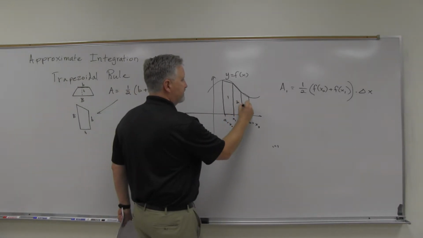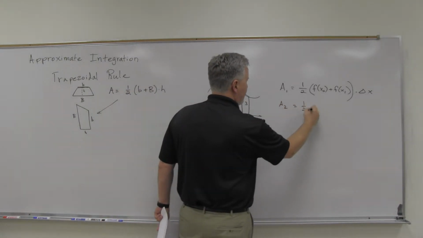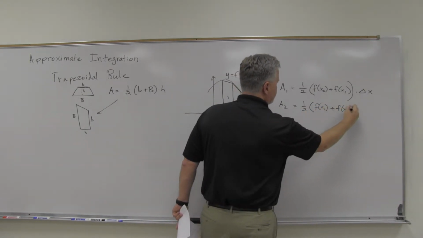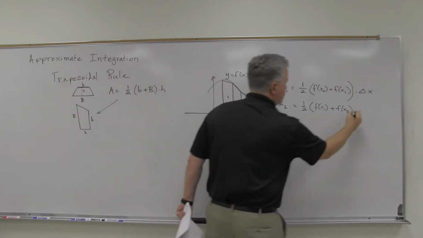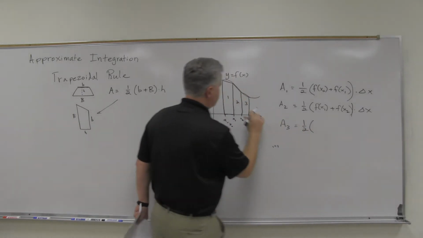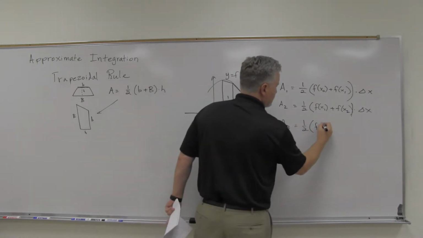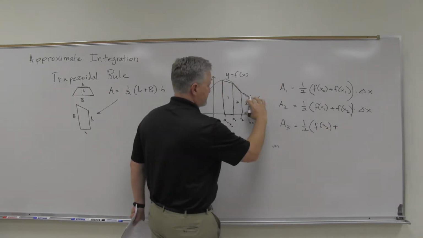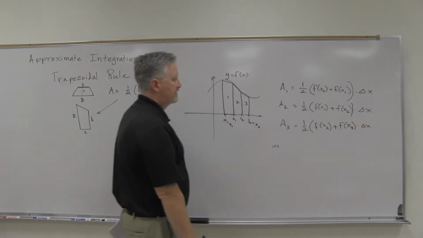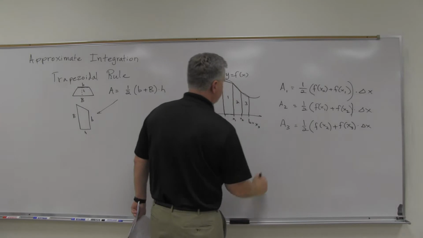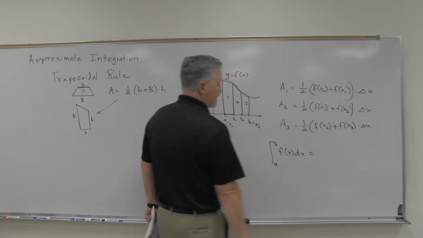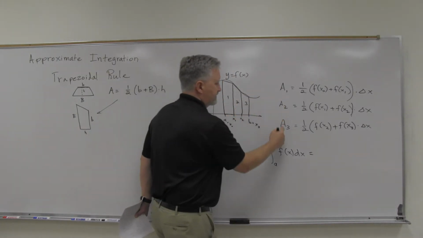Well, similarly, 2 and 3, area 2 would be 1/2 times f of x1 plus f of x2, right? The height there is f of x2 times delta x. And then A3 is 1/2. It's this one. So it'd be f of x2 plus f of x3 times delta x. And so if I add those 3 up, that is an approximation of my integral. The integral of f of x dx is approximately A1 plus A2 plus A3.